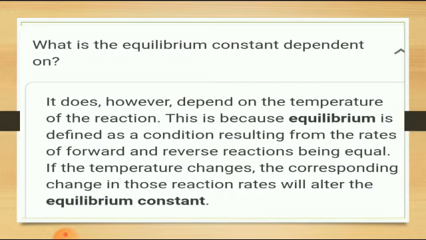Okay, next is, what does the equilibrium constant depend on? What are the conditions on which equilibrium depends? It depends on the temperature of the reaction. This is because equilibrium is defined as a condition resulting from the rates of forward and reverse reactions being equal. If the temperature changes, a corresponding change in those reaction rates will alter the equilibrium constant. Increase or decrease of temperature alters the direction or extent of reaction.